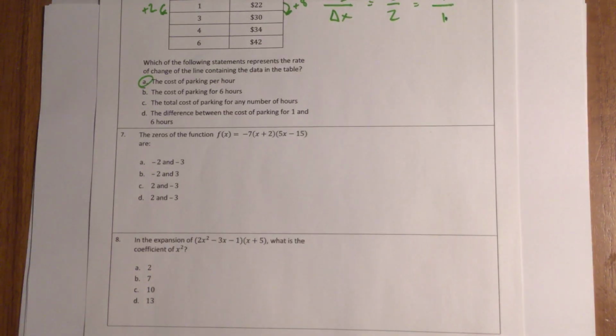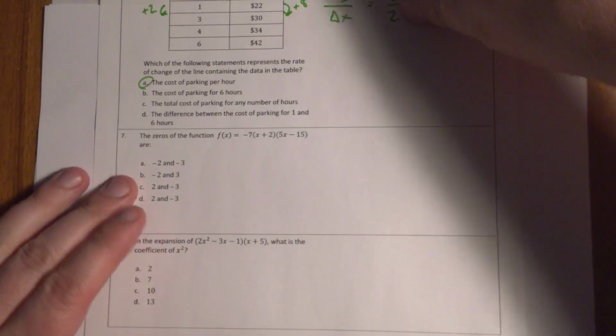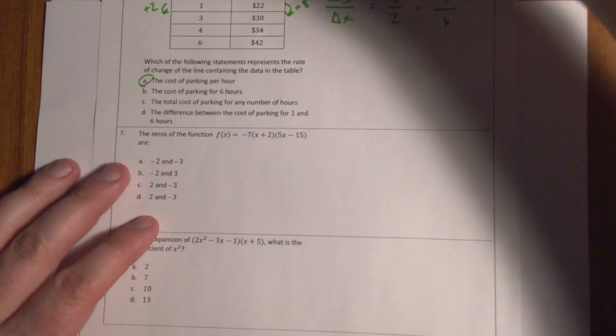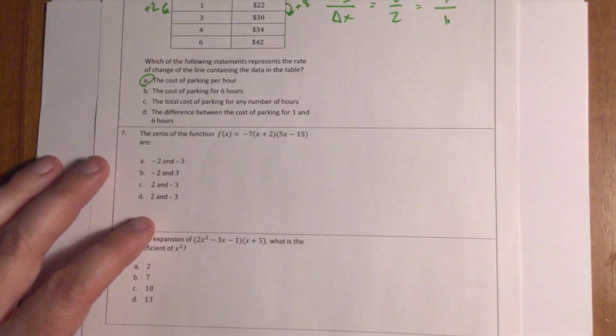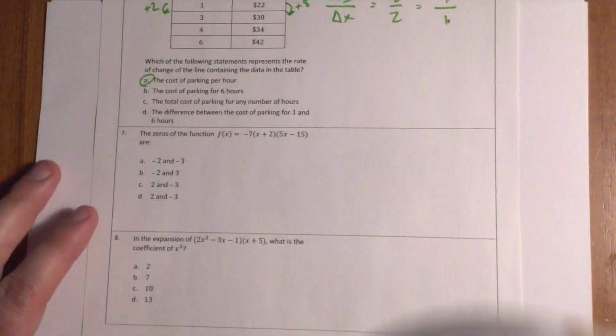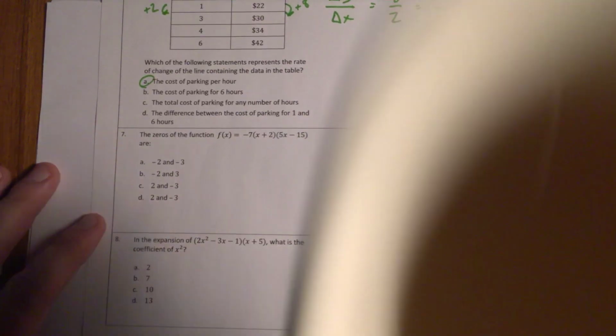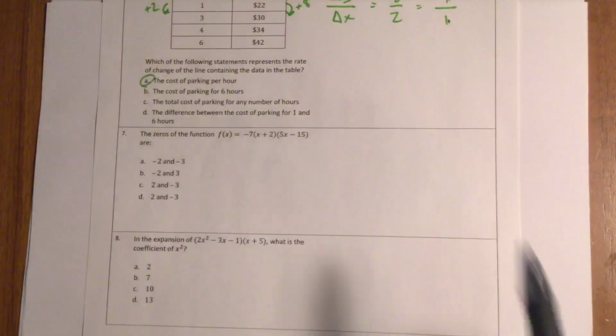7. The zeros of the function. So right away with zeros of a function, excuse me, that's some good tea. Excuse me. Hold on, it's really good. Okay, the zeros of the function.